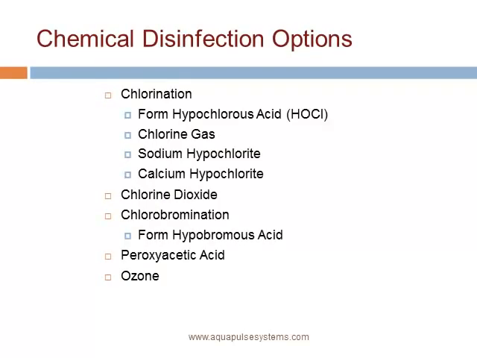Chlorine is the most common sanitizer used because it is inexpensive and readily available anywhere. Regardless of the form of chlorine, whether it is chlorine gas, liquid sodium hypochlorite, or tablet calcium hypochlorite, they all become hypochlorous acid, or HOCl, in its active form when dissolved in water. Other common sanitizers are chlorine dioxide, peroxyacetic acid, hydrogen peroxide, and ozone.